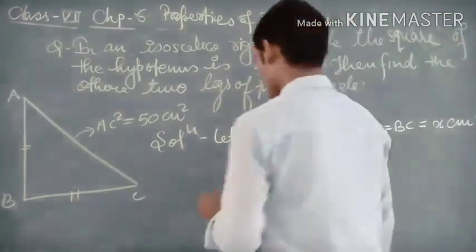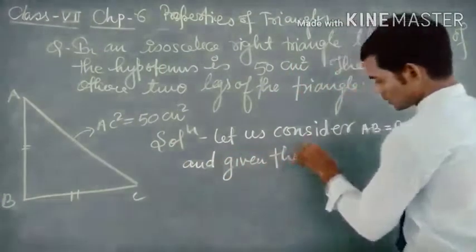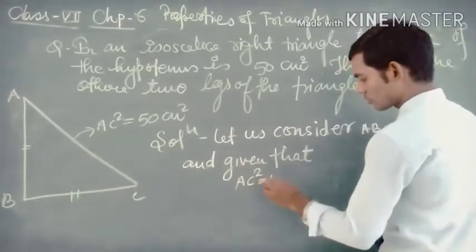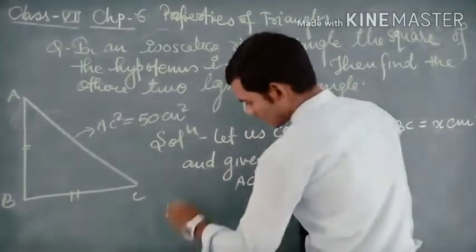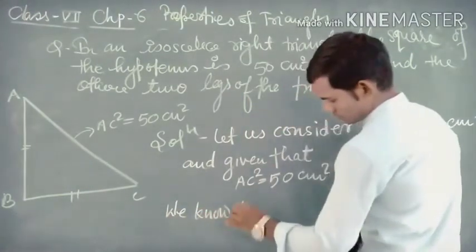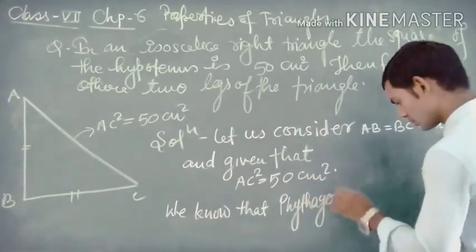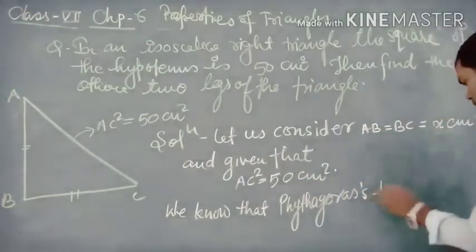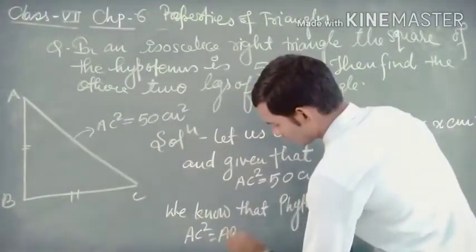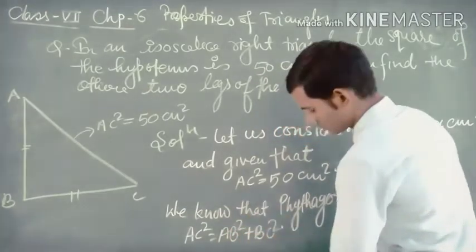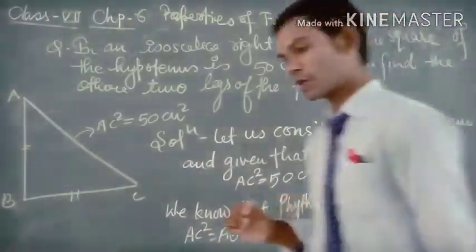Okay, and given that AC square is equal to 50 centimeter square. So we know that by the Pythagoras theorem, AC square is equal to AB square plus BC square. Okay, so here we just put the value of these parameters, we get our required result.